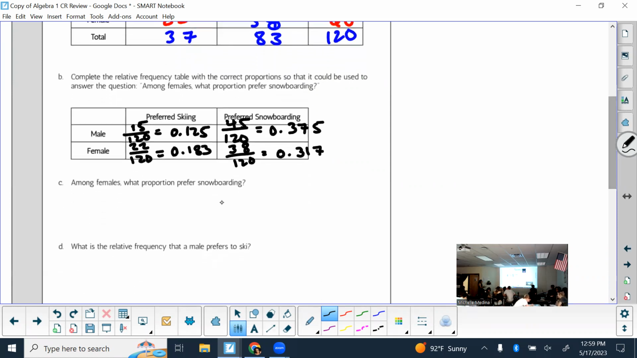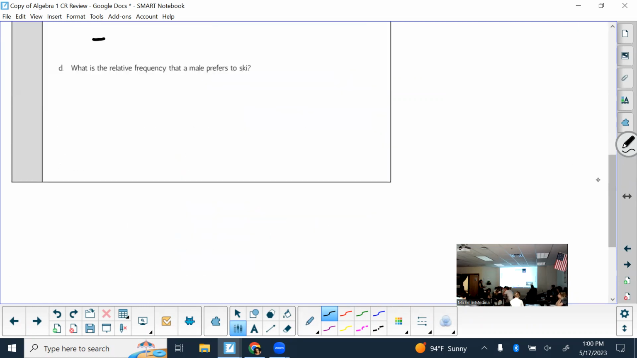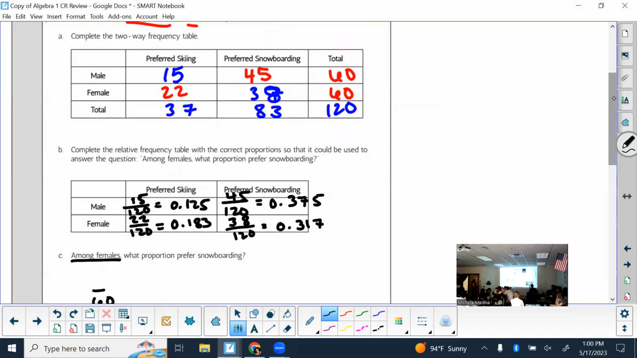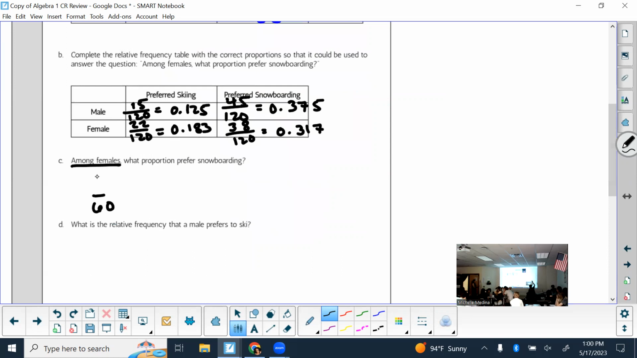Now, down here, the real one that we were trying to figure out. It says among females. That means not out of all the people surveyed, just out of the females. How many people were the females? Okay, so 60 females were surveyed. Sorry, I keep saying that. So out of those 60, what proportion preferred snowboarding? 38. So in that case, we're gonna do 38 divided by 60. That's my women who prefer snowboarding, divided by my women.